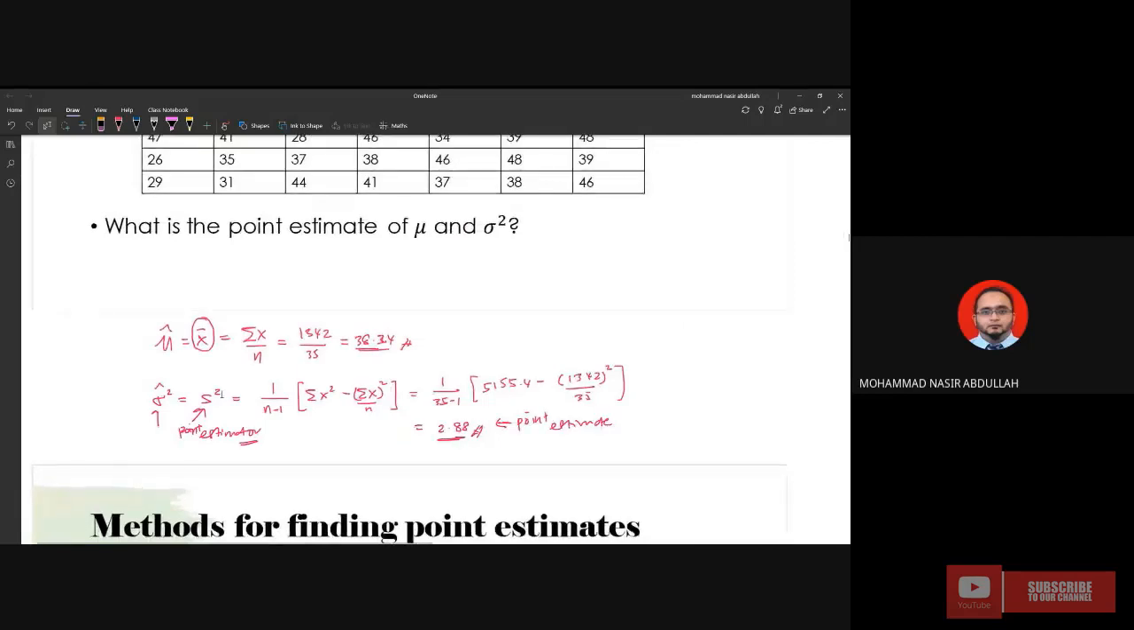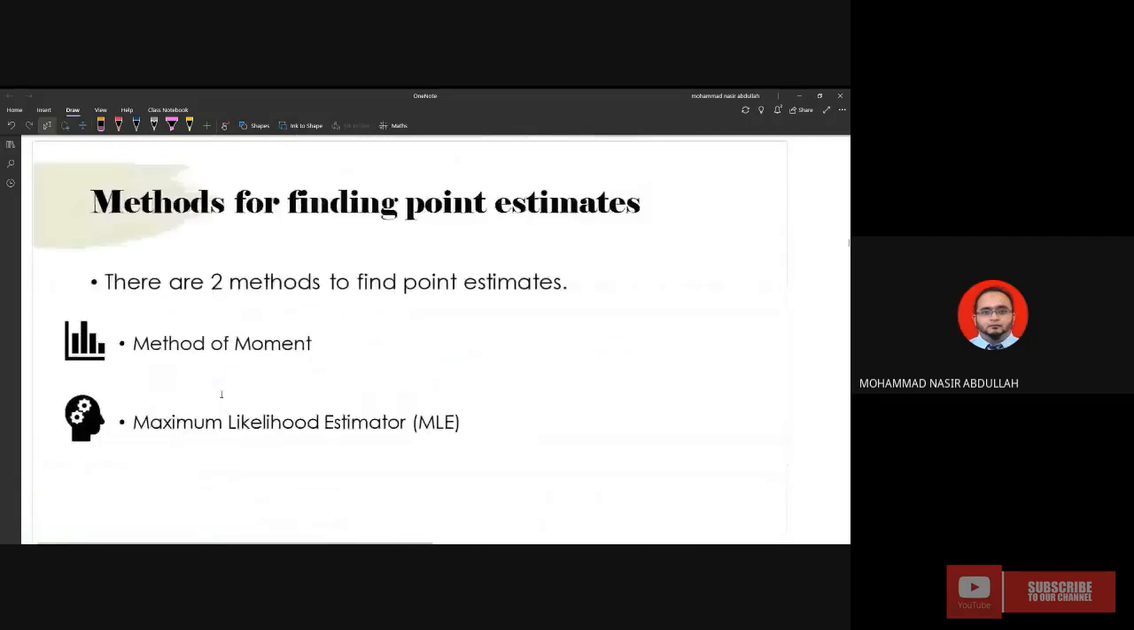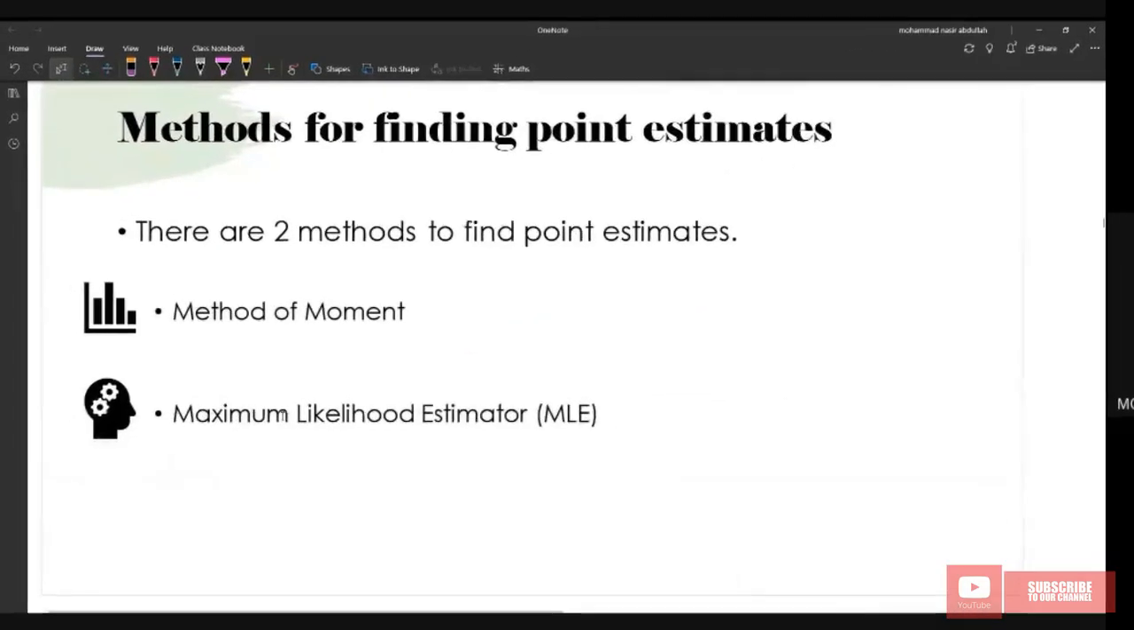All right, good. So let's move forward. We have a method of finding point estimates, right? There are two methods to find point estimates. First is the method of moments, and the second one is the maximum likelihood estimator. So we will learn these two methods in this topic, right?